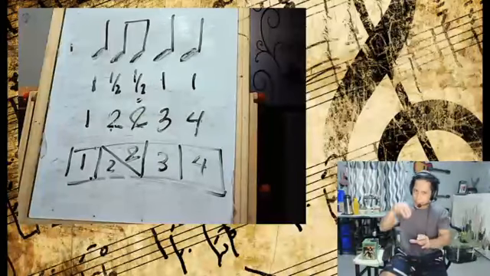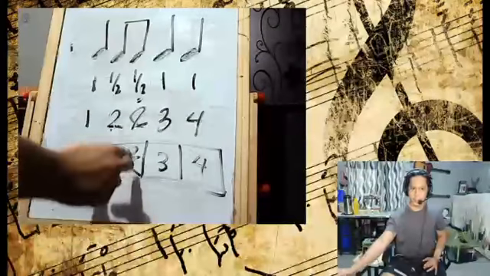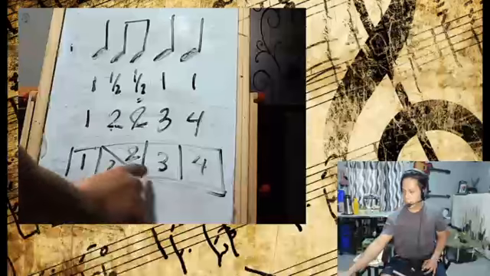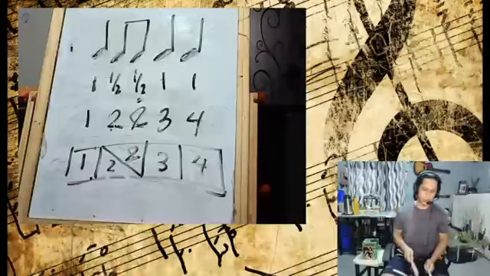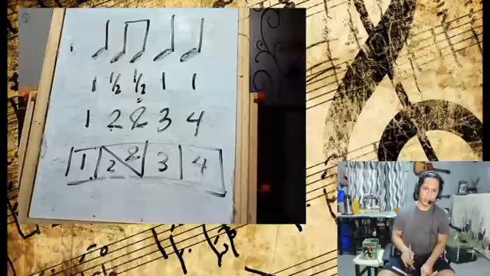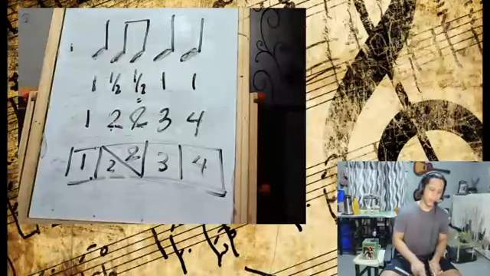But since I put "and" there and they are sharing under one beat, that will be counted as 1, 2, and 3, 4. 1, 2, and 3, 4. Okay, so 1, 2, and 3, 4.